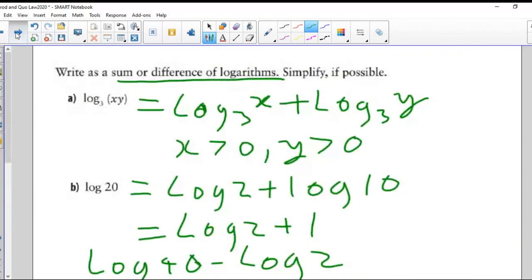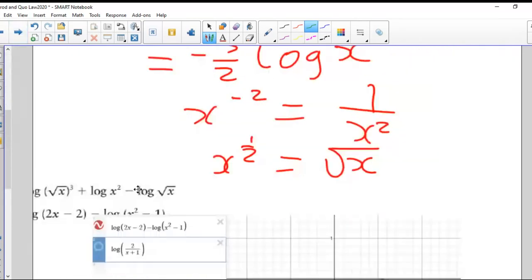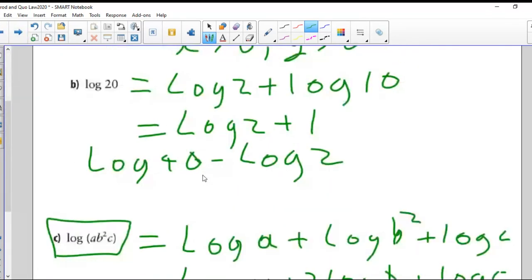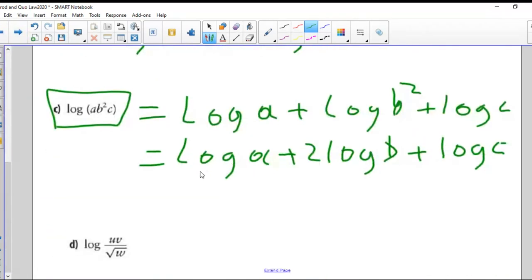I want to come back to you now, Hunayin, and ask you what restrictions should I put in place for this? Okay, I hope you're going to write all of this down as we go along. All right, so your turn, over to you. What restriction should I place on this one? It's log of A times B squared times C.